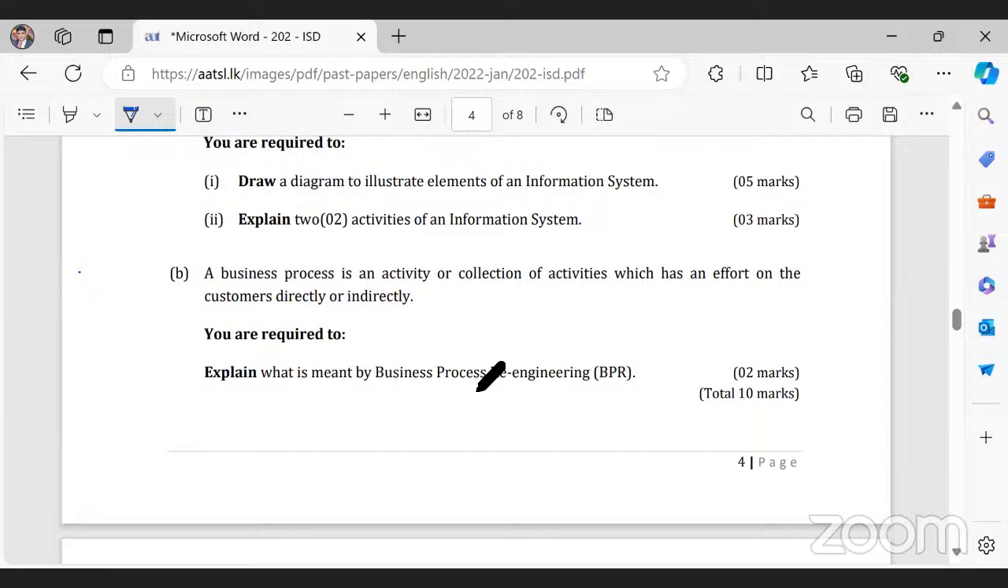BPR automatically takes place when we are implementing a system like an enterprise resource planning system. If you are implementing an ERP system, definitely we have to think about the processes introduced by the system and the processes we are using currently. That is known as business process reengineering. You can explain that.